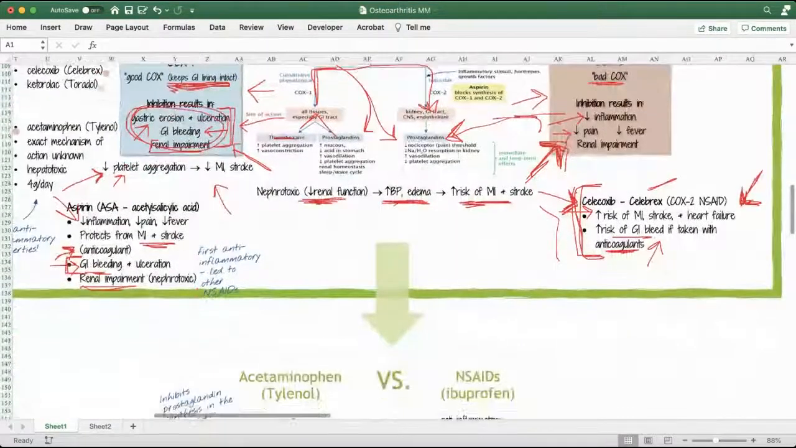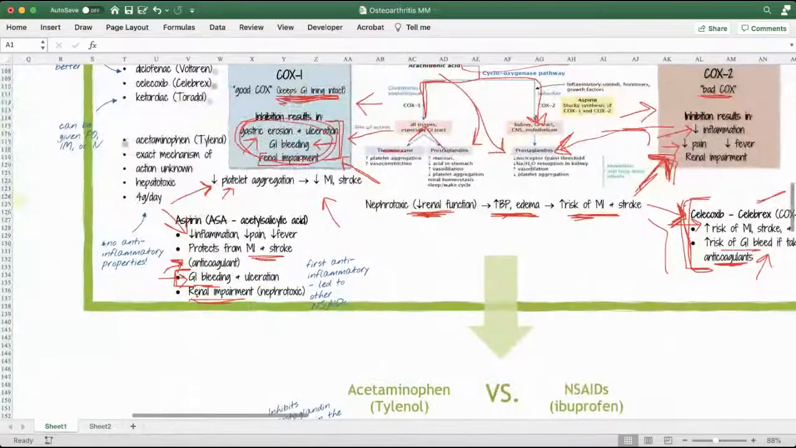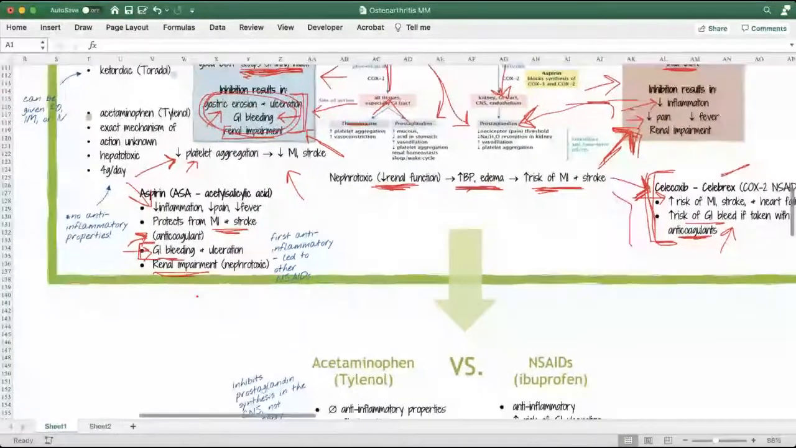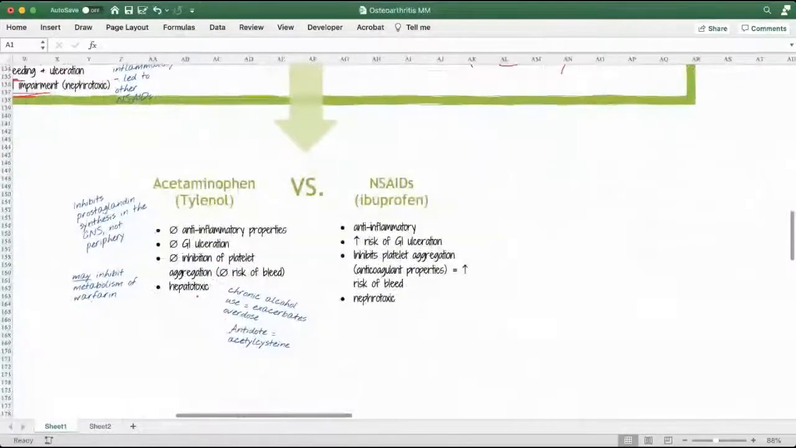Okay, and then Tylenol, pretty simple stuff. The exact mechanism of action is unknown, but let's go down here because I made a little comparison. Really, the important thing that you need to remember for your exam is that Tylenol has no anti-inflammatory properties. I know that you guys know that, but it's definitely something that will pop up. Well, I think it'll pop up on this exam for you guys.